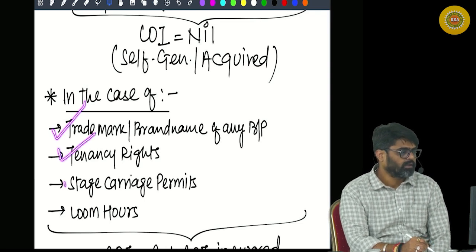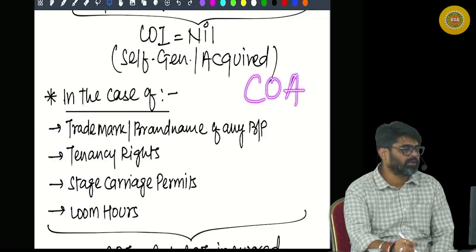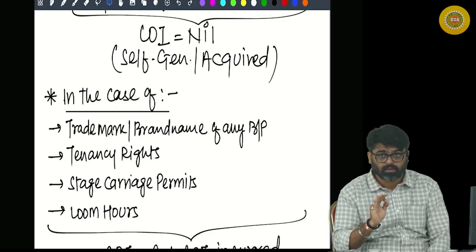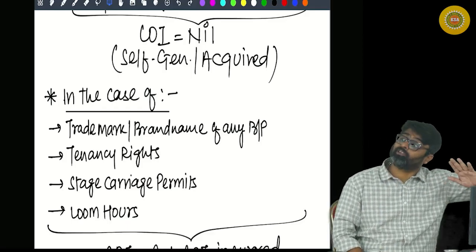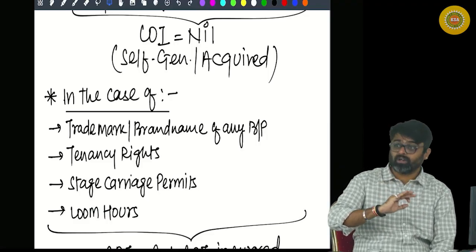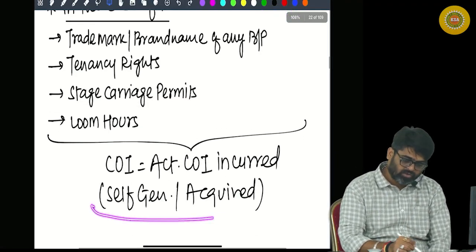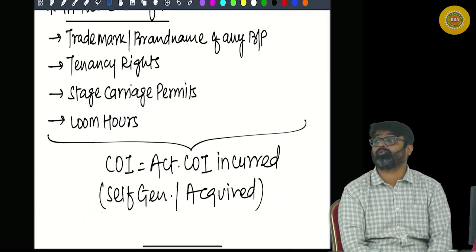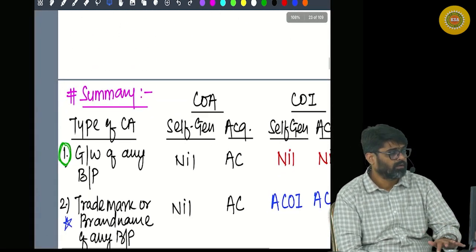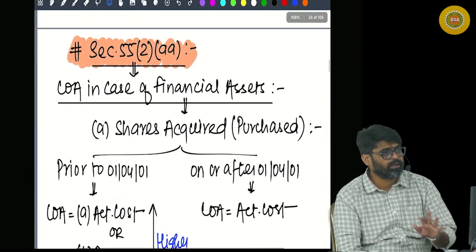Next one. Wait. First of all, talk about their cost of acquisition. If they are self-generated, if they are acquired, but their cost of improvement is nowhere written as nil. So, if they are self-generated or they are acquired, their cost of improvement will be actual cost of improvement incurred, if any. You will reduce that. Will you remember this? Sir, with this summary, the 55(2)(a) comes to an end.